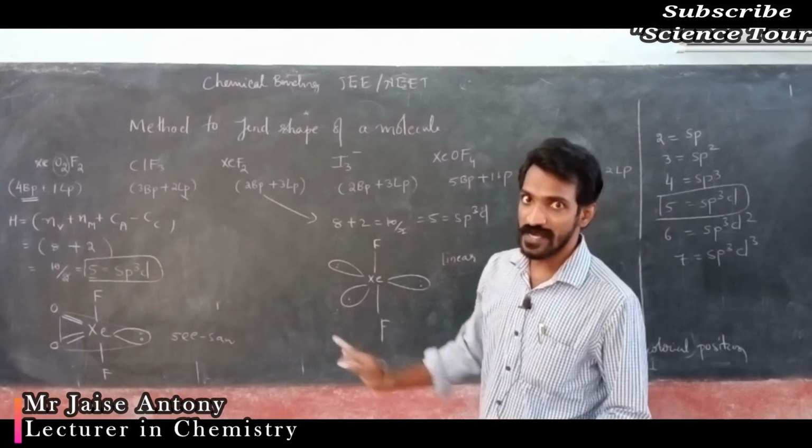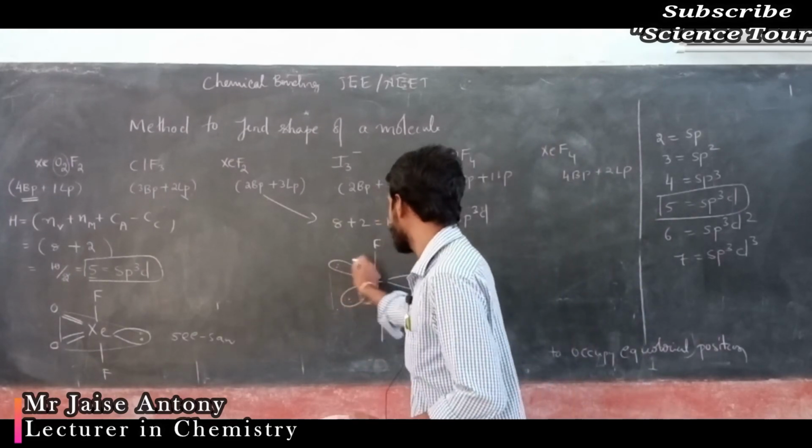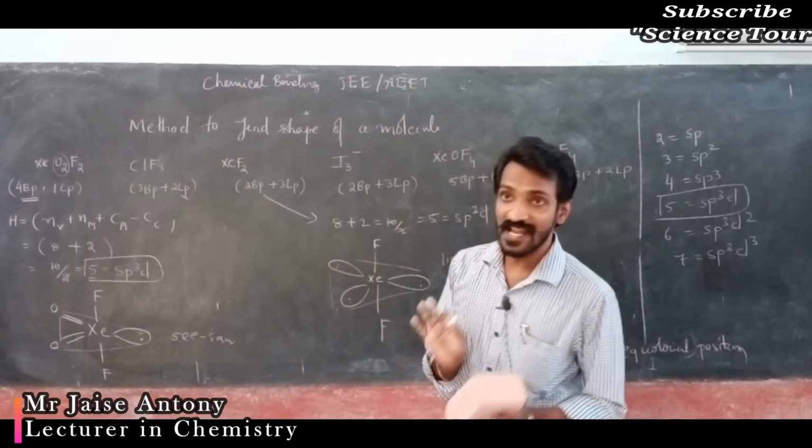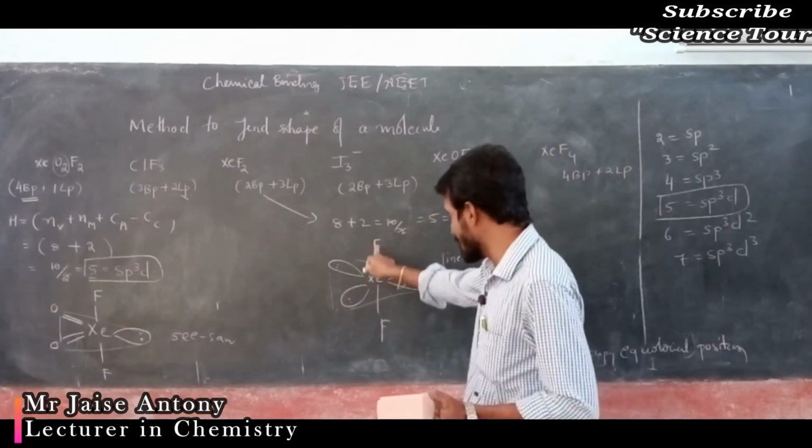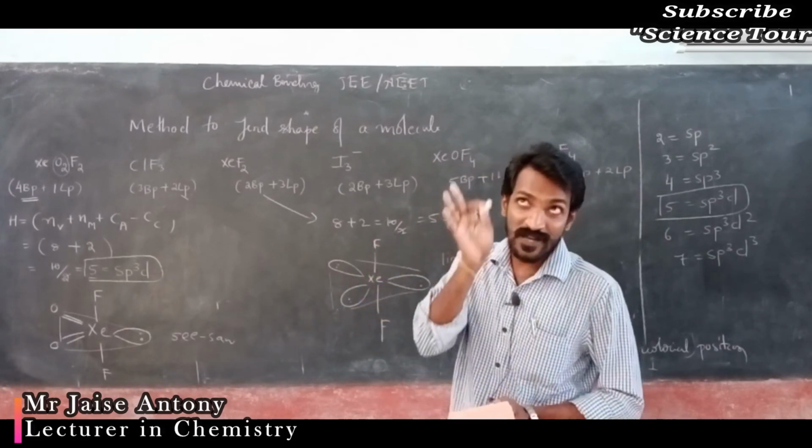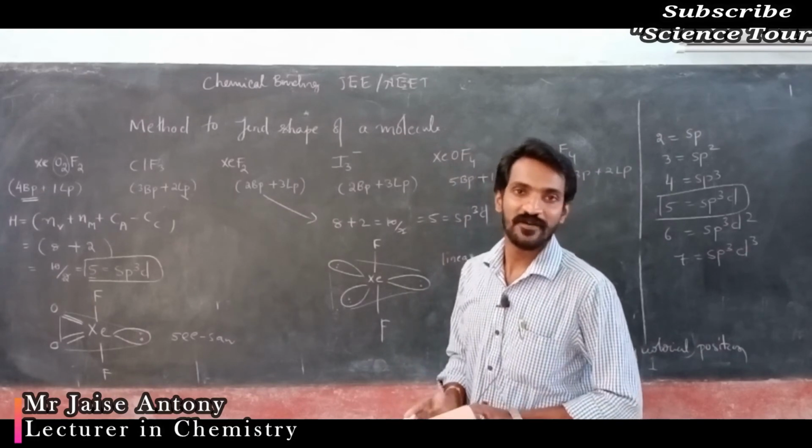But general geometry is trigonal bipyramidal. Shape is linear. Bond pairs only you are considering, means linear. Okay.